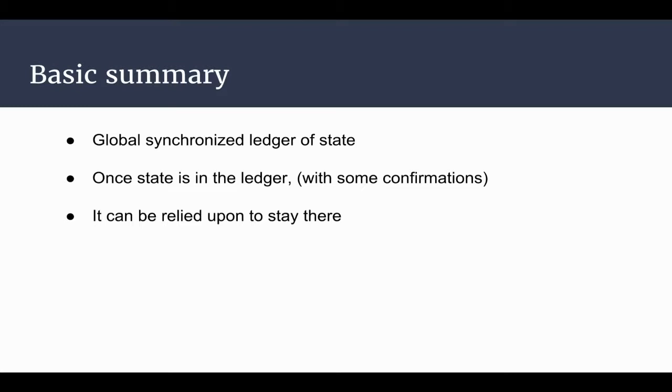So a basic summary is really that these blockchains provide a global synchronized ledger of state. And once state is in the ledger with some confirmations, it can be relied upon to stay there. Also importantly, there is no authority in this chain. There's a bunch of parties all acting of their own accord, trying to add states onto the end of the chain, but there's no company that owns it, or at least for public chains, there's no company that owns it. There's no one who has authority to rewrite history or do anything with it. So it's really the primitive that allows you to make an authority-free global system to do coordination with strong consistency at a global scale without having anyone in charge.